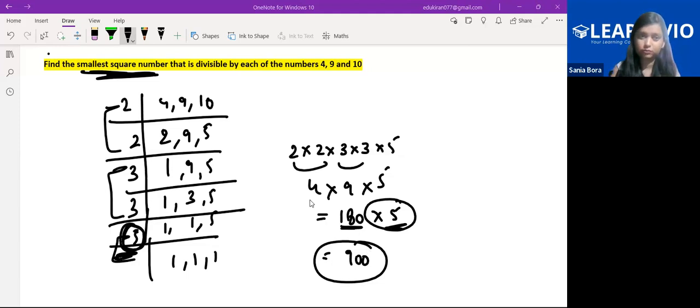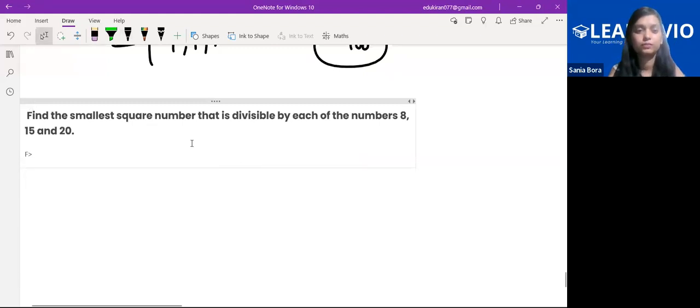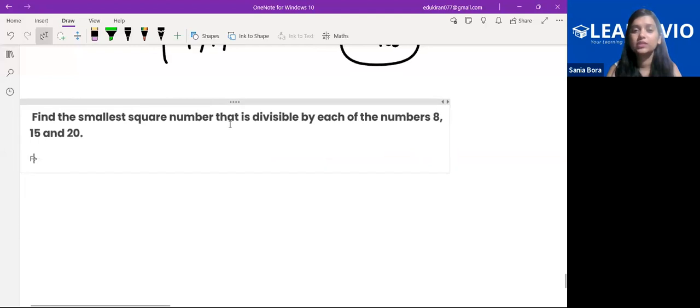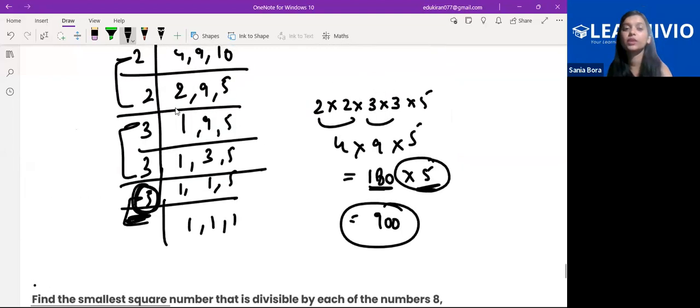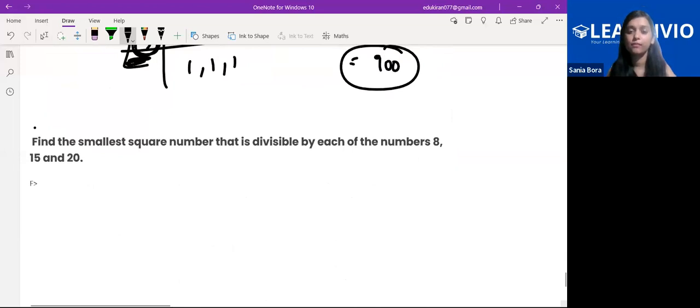Okay, everybody finished? We still have 1 minute. Let's see if you people can do this. Find the smallest square number that is divisible by each of the numbers 8, 15 and 20. So over here you don't have to multiply. In the previous one it was right, but here the same. Clear? Yes, ma'am.